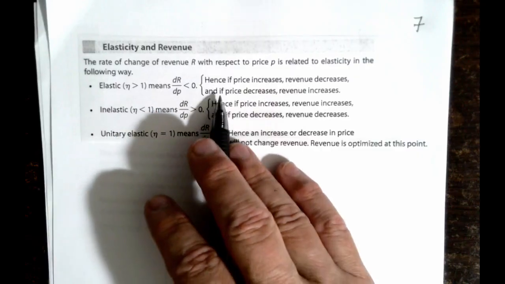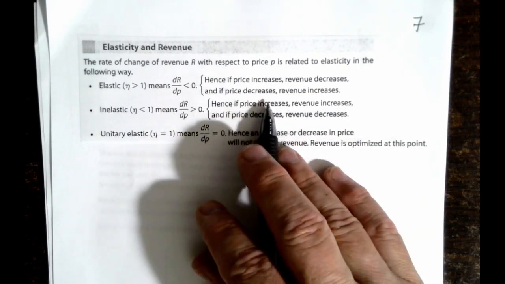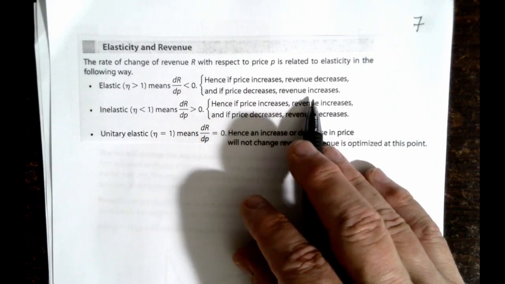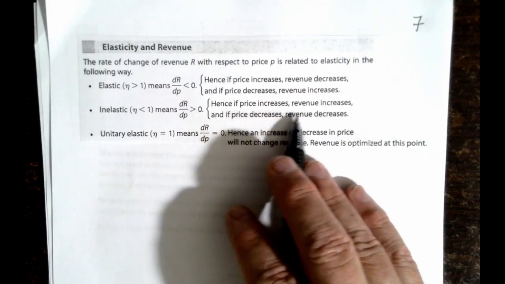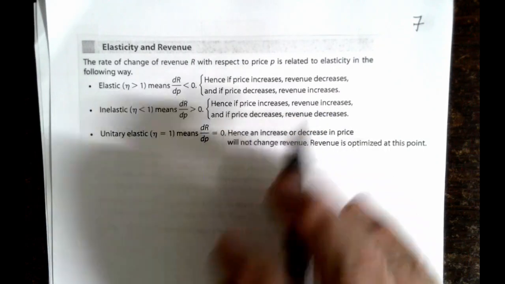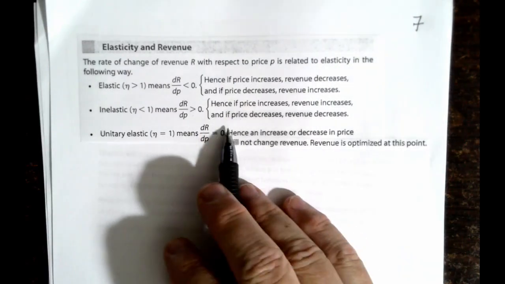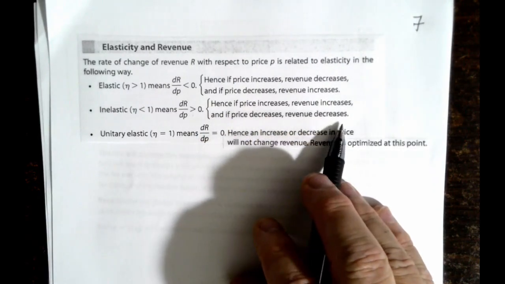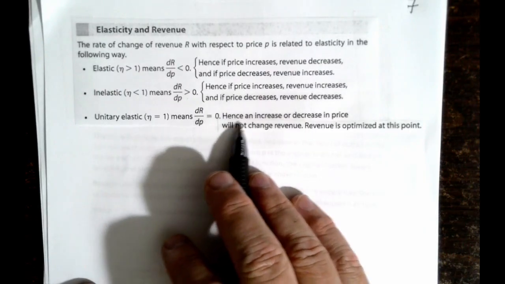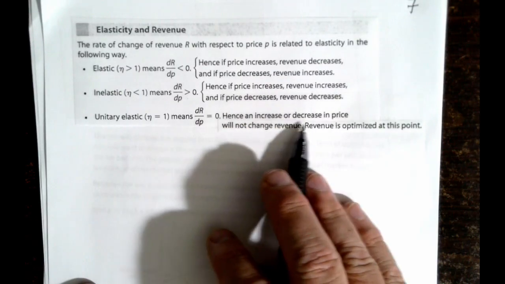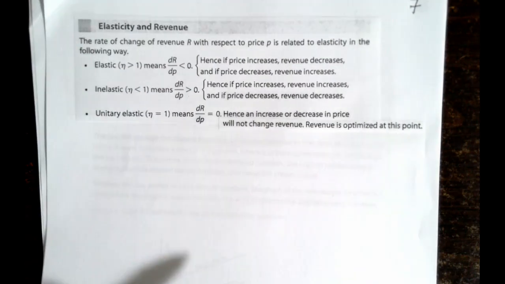So like I said, if something is elastic, where your elasticity of demand is greater than 1, it means if the price increases, the revenue will decrease. Or if the price decreases, the revenue will increase. Makes sense. Inelastic is where if the price increases, the revenue increases, meaning that the price of the object doesn't matter. People are going to buy it anyway. And if the price decreases, revenue decreases. Very unusual. Unitary elasticity, it means that an increase or decrease in price will not change the revenue. Hence, the revenue is optimized at that point.